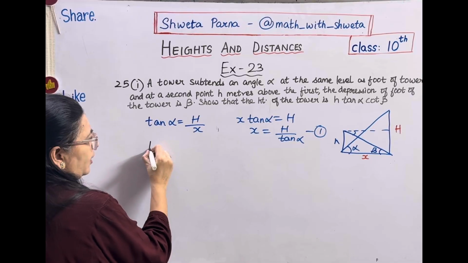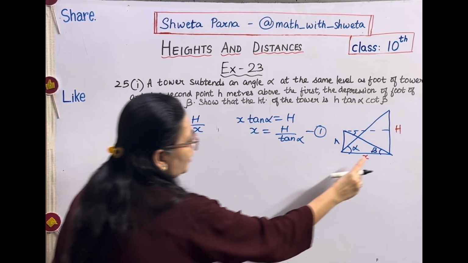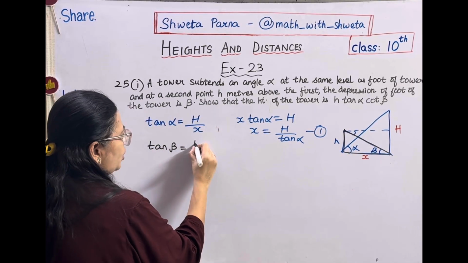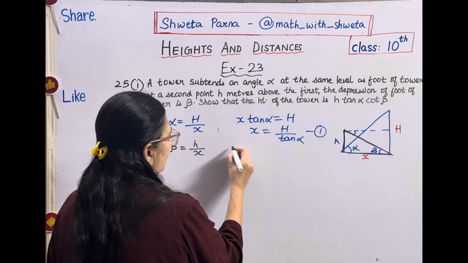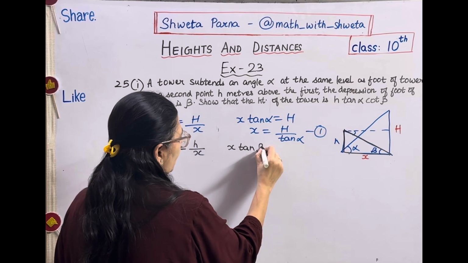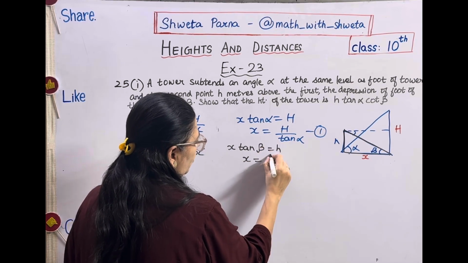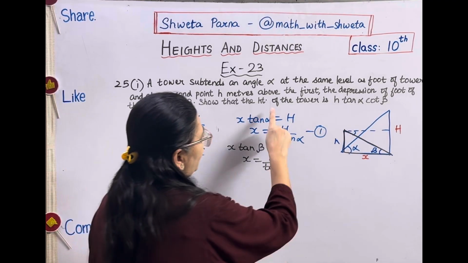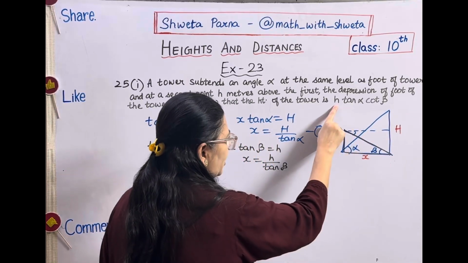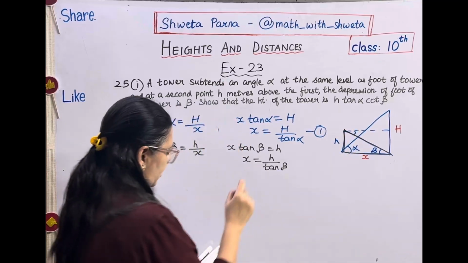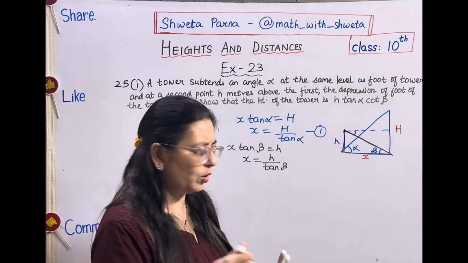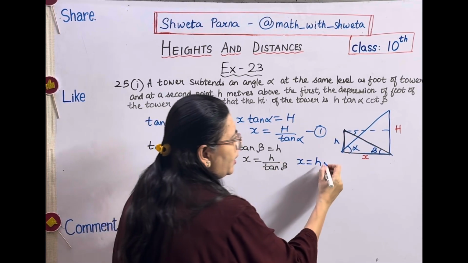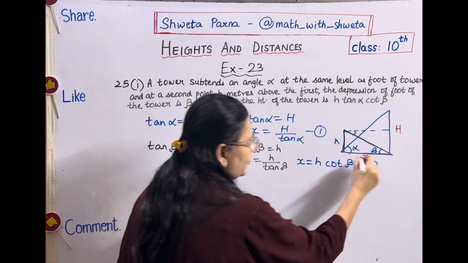Let's find tan beta. Tan beta, this triangle. So it is opposite h upon x. Again take it this way. So x into tan beta is equal to h. So x is equal to h upon tan beta. Now in the question, what do you need? You want that the height of the tower, that is this H, is equal to h into tan alpha into cot beta. Now you know that tan and cot are reciprocal. So this x you can also write as h into 1 upon tan beta, and 1 upon tan beta is cot beta. So this becomes your second equation.